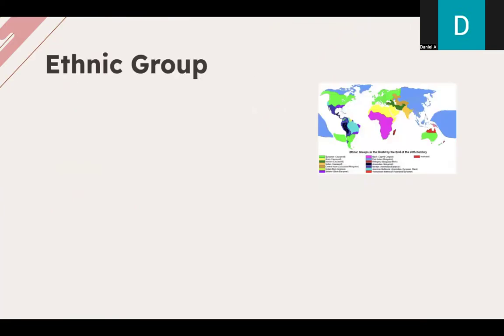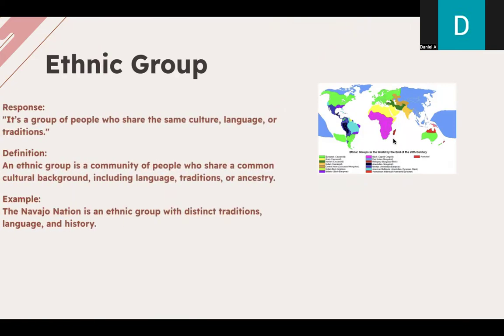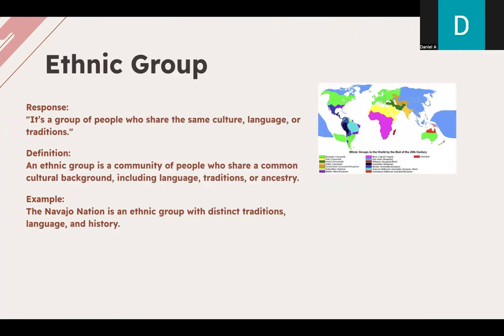So, ethnic groups. Well, this image is pretty obvious. You know, European, Arab, stuff like that. Ethnic groups. So let's see what one response said. It's a group of people who share the same culture, language, or traditions. And yep, they are right. An ethnic group is a community of people who share a common cultural background, including language, traditions, or ancestry. Example: the Navajo Nation is an ethnic group with distinct traditions, language, and history.